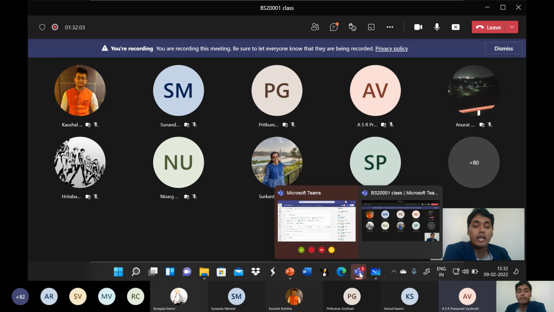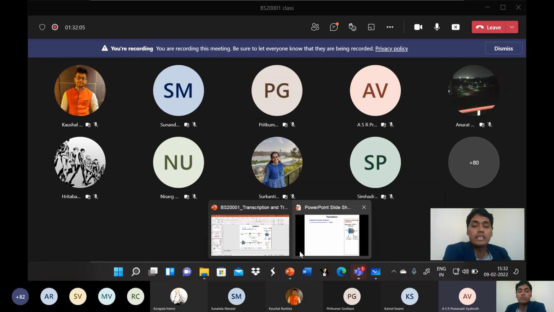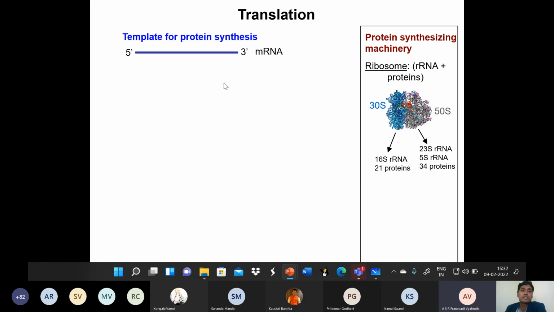So anyway, if you see now, this is the messenger RNA. And now, if I extend the sequence of this messenger RNA, this is the 5' end and the 3' end, and the sequence is mentioned here.